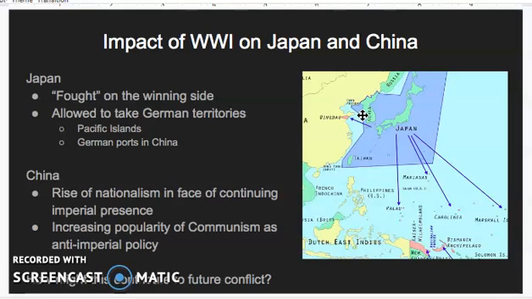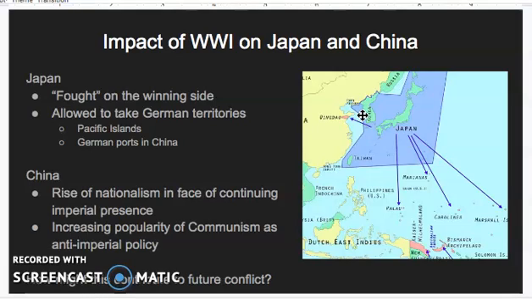China already had a growing nationalist movement, and they were outraged at the end of World War I when Japan was allowed to begin acting as an imperial power in China. Chinese people viewed this as a betrayal of the idea of the self-determination of peoples. They thought China should be in control of Chinese territory. So you see the rise of nationalism and anti-Japanese sentiment. You also see the increasing popularity of communism in China.